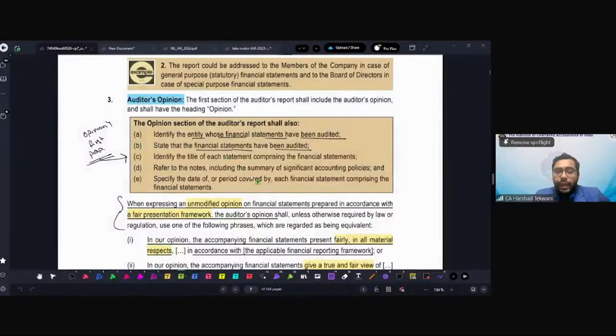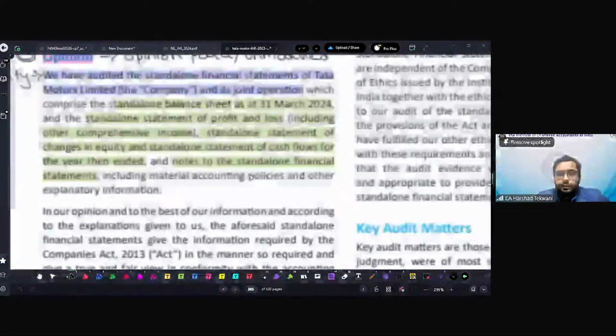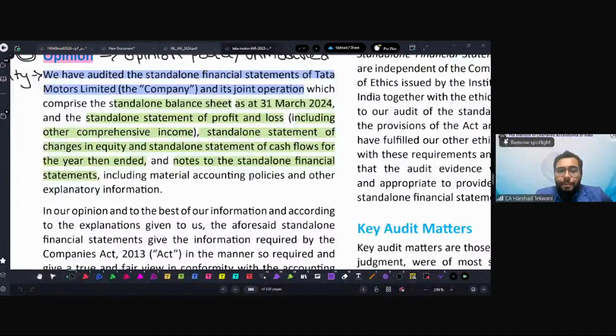That is the thing required: identify the title of each statement in the financial statements, like balance sheet, P&L, statement of changes in equity, cash flow, and notes. Then you are required to refer to the notes, including the summary of significant accounting policies, and specify the date or period covered by each financial statement. If you see here, they have specified the title of the financial statement, that is standalone financial statements.